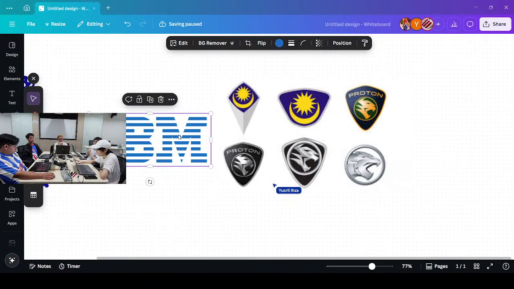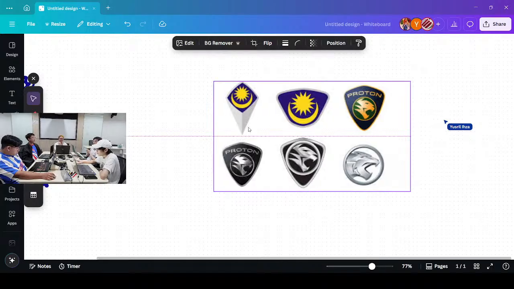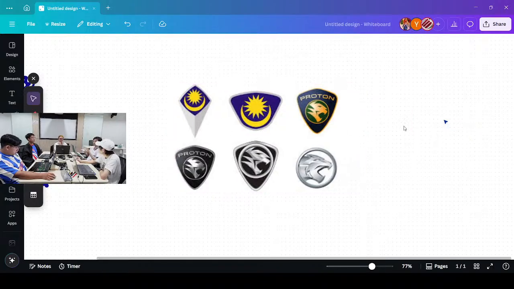I think Proton now is because they're using Malaysia's famous Harimau as their logo. But in terms of, I think it's okay lah for this one. Actually, if you realize, our logos in history are actually just a cycle. You go simple, and then 10 years later, you'll go back to it.